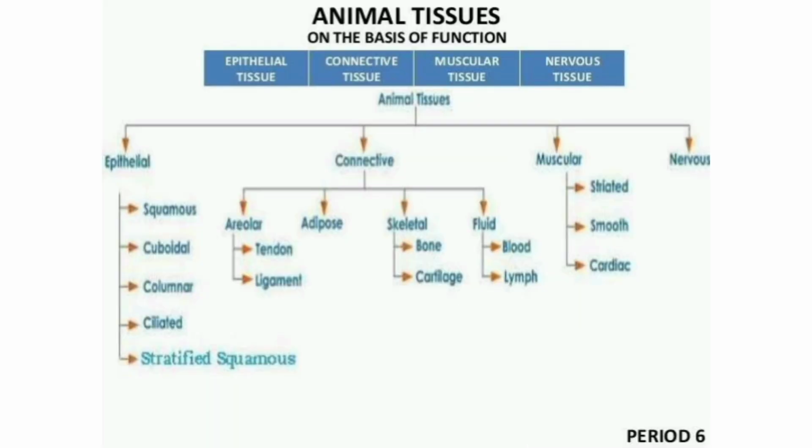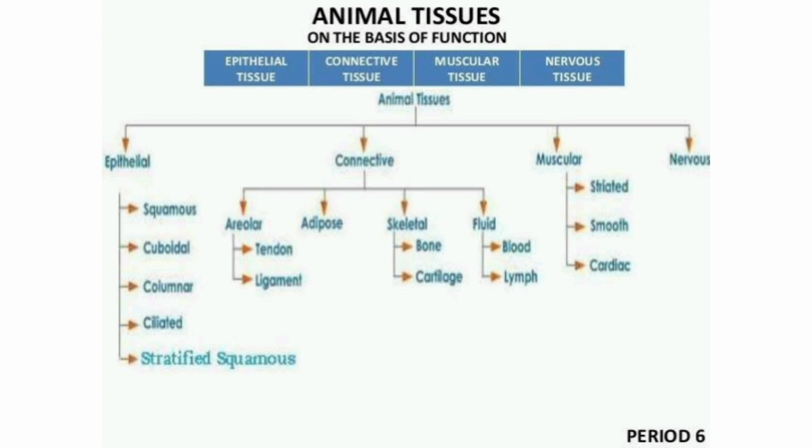Students, observe the flow chart and note. Animal tissues are of four types. First one epithelial, second one connective, third one muscle, fourth one nervous tissues. Epithelial tissues are of five types: first one squamous epithelial, second one cuboidal epithelial, third one columnar epithelial, fourth one ciliated epithelial, fifth one stratified squamous epithelial.